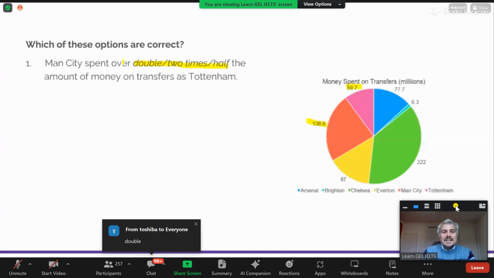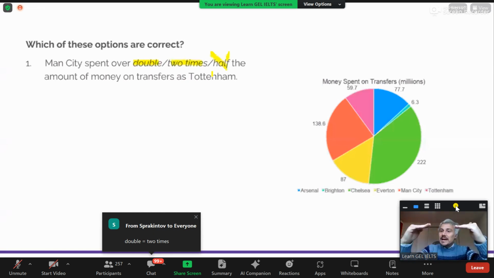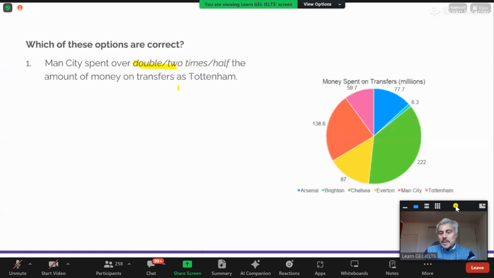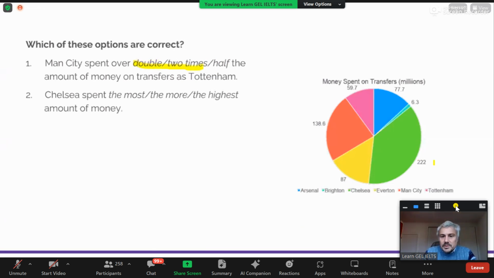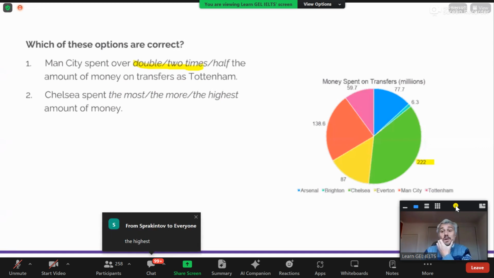Very good. Manchester City spent over double or 2 times the money of Tottenham. They spent more. We can't use half because this means less. Okay, what about number 2, everybody? Chelsea, which is the green colour, spent the most, the more, or the highest amount of money. Which word is best for this sentence?